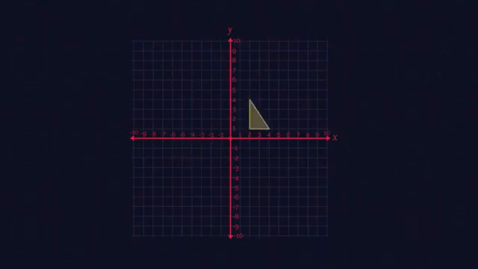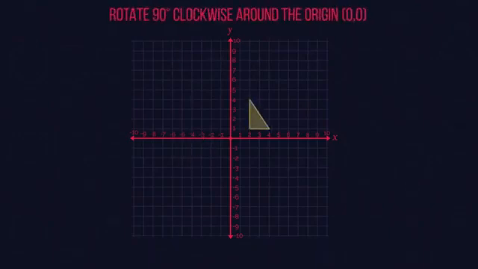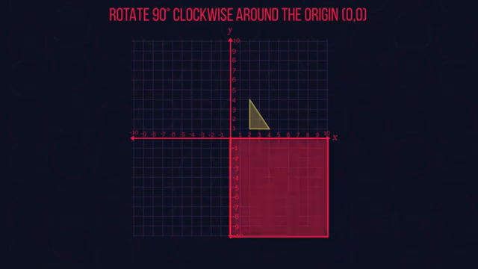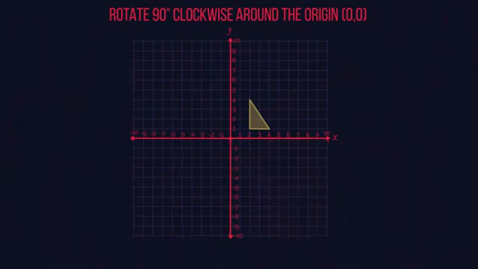Let's look at an example. Let's rotate this triangle through a 90-degree turn clockwise around the origin. Rotation questions always include an angle, a direction, and a rotation point. 90 degrees clockwise means our shape is going to end up in this quadrant. But where exactly? Choosing a starting corner on the shape, so 2, 1. Point A is 2 along and 1 up from the origin.